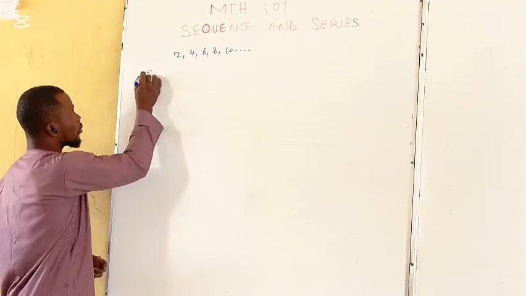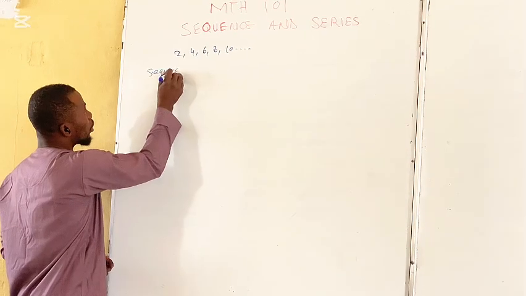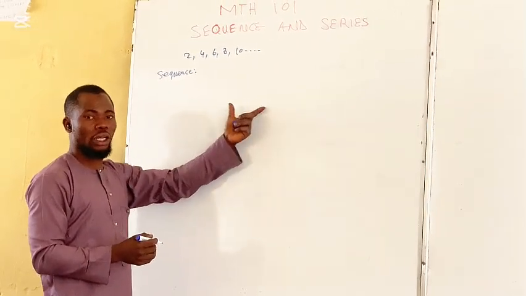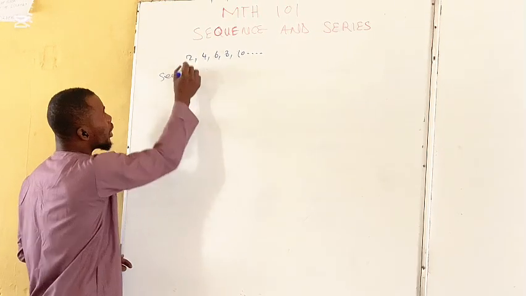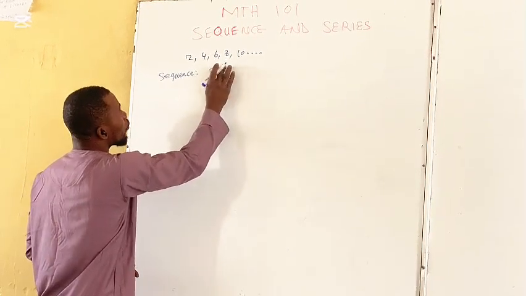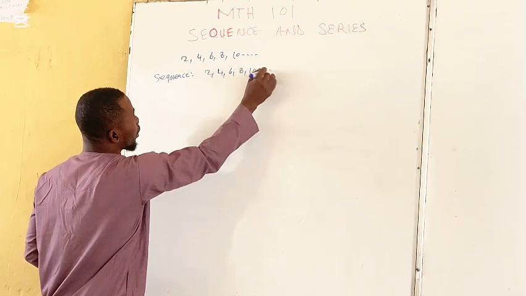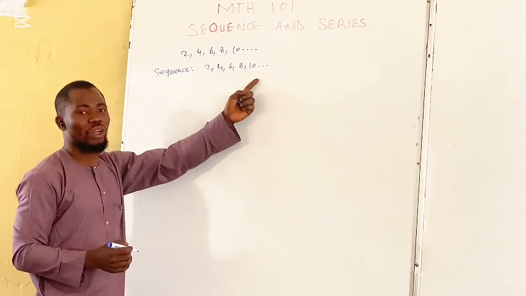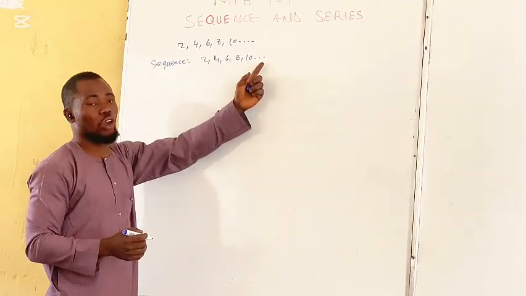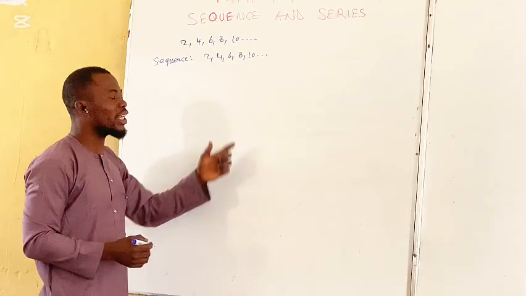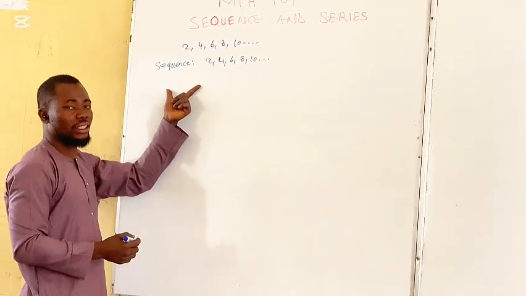What is a sequence? Sequence simply means listing of numbers in a particular order. For example, you list numbers here: 2, 4, 6, 8, 10. Our next number here, we can predict, should be 12. So the listing of numbers in a particular order is simply referred to as a sequence.